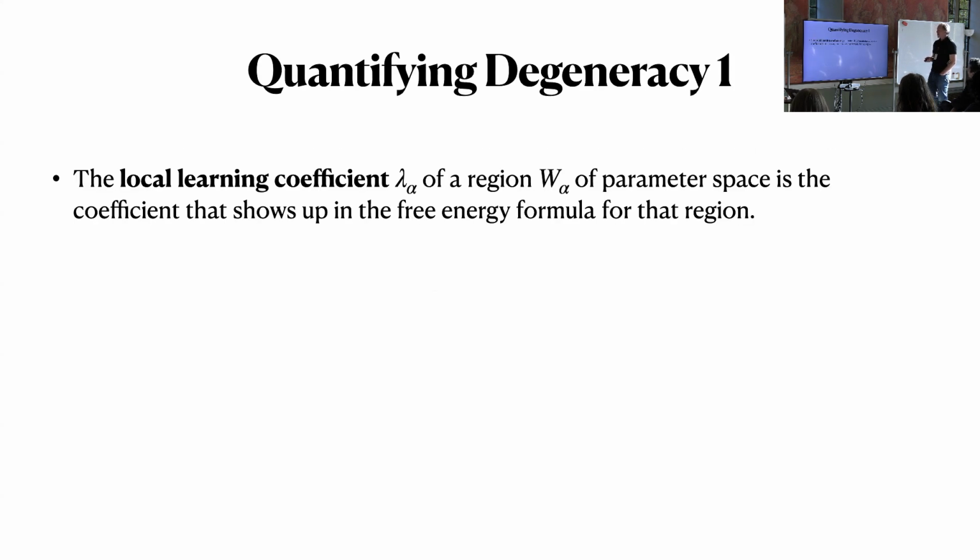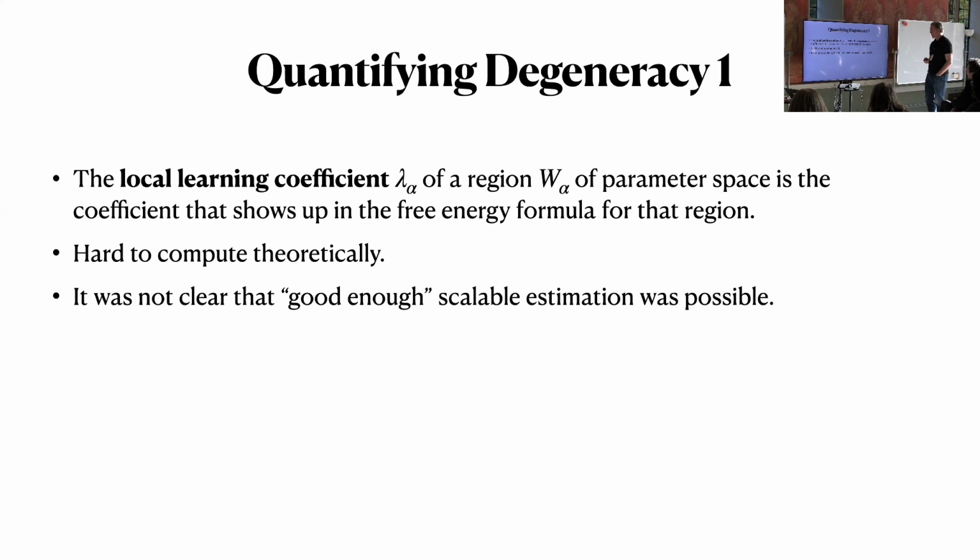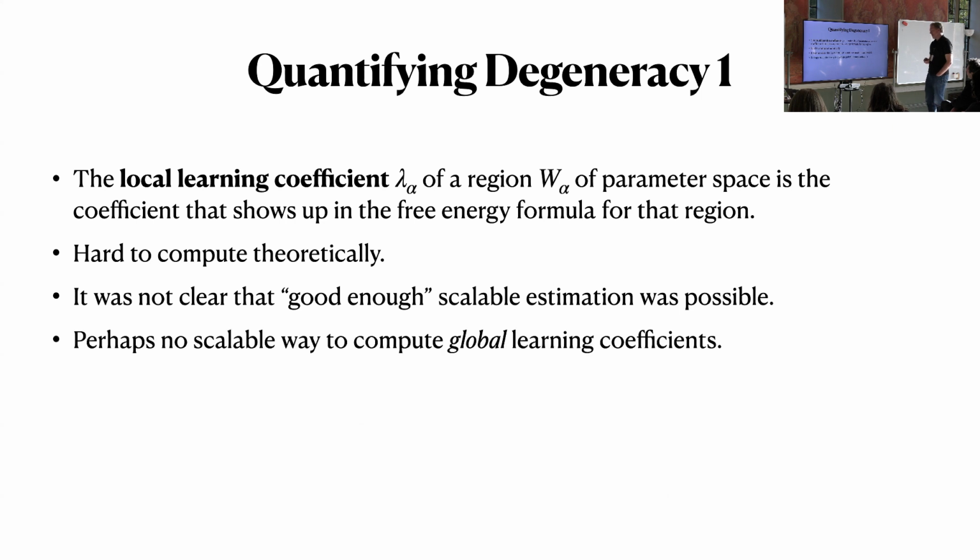Okay, so very briefly, Quantifying Degeneracy 1. We looked earlier at the formula where the free energy asymptotic expansion for a region gives you this local learning coefficient. That's a measure of the model complexity of that region of parameter space. As I mentioned already, it's difficult to theoretically compute these values. I want to distinguish between local and global. Global remains probably completely hopeless, at least as far as I can tell.